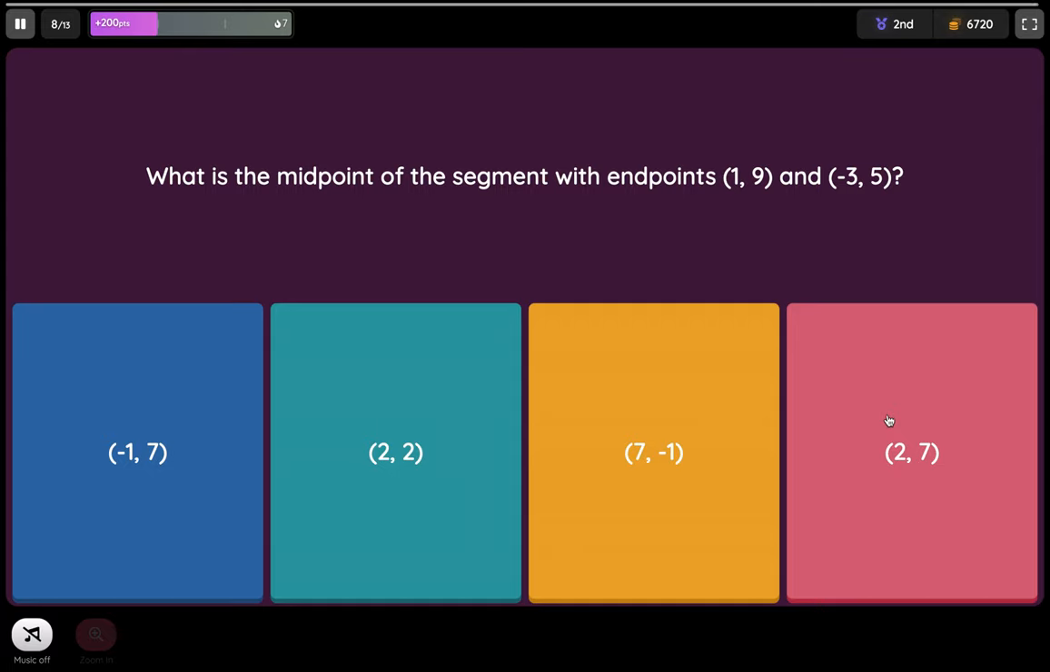What is the midpoint of the segment between the endpoints 1, 9 and negative 3, 5? 1 plus negative 3 is negative 2 divided by 2, negative 1. 9 plus 5 is equal to 14 divided by 2, 7.